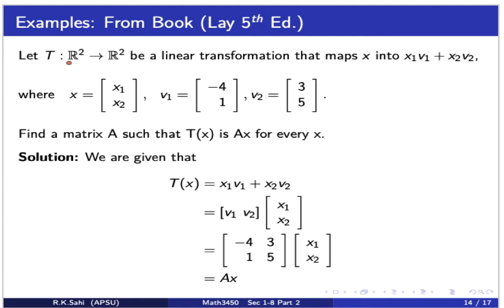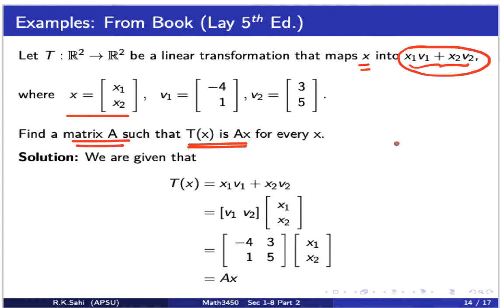It says if T is a mapping from R squared to R squared and it is a linear transformation. Now it is mapping a vector x into x1 v1 plus x2 v2, where this vector x is composed of the scalars of this linear combination. The element v1 is minus 4 and 1, and the element v2 is 3 and 5. We would like to find a matrix A such that Tx is Ax for every x.